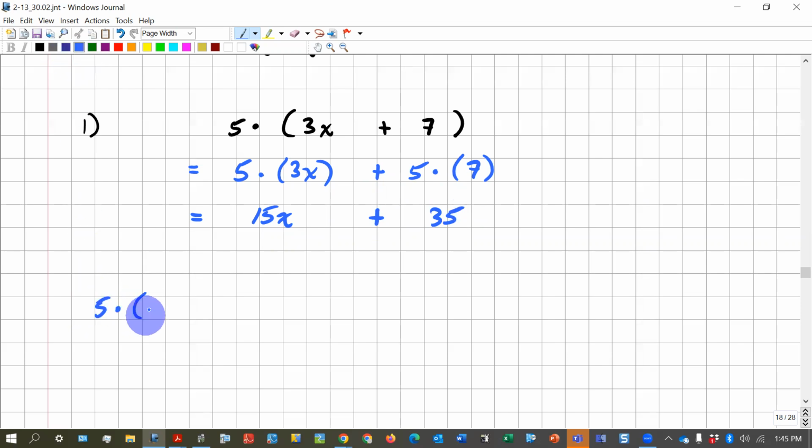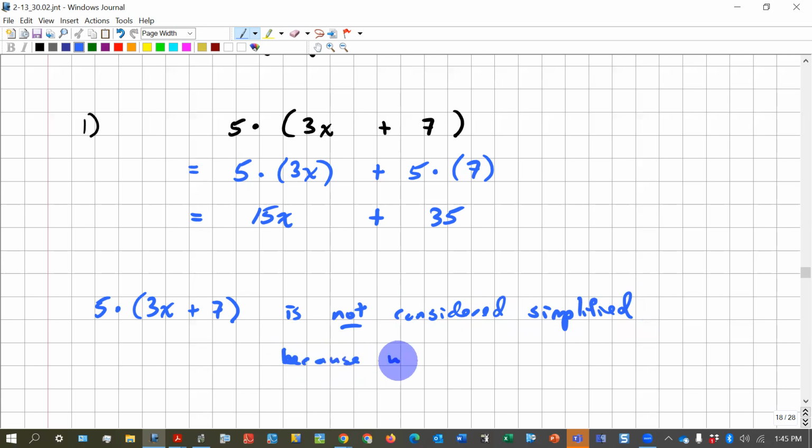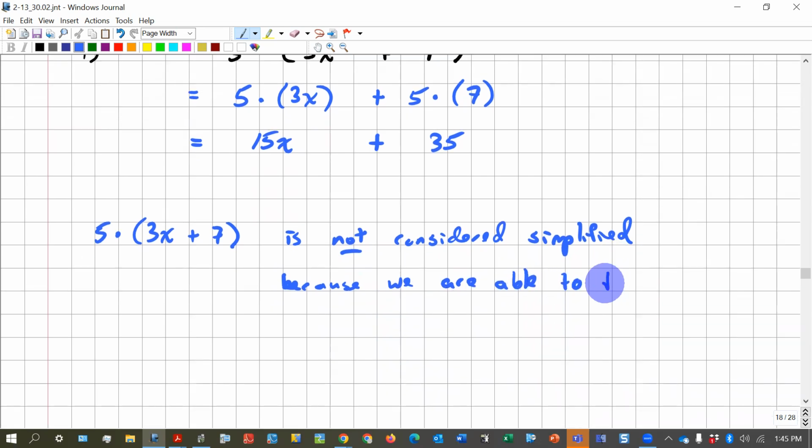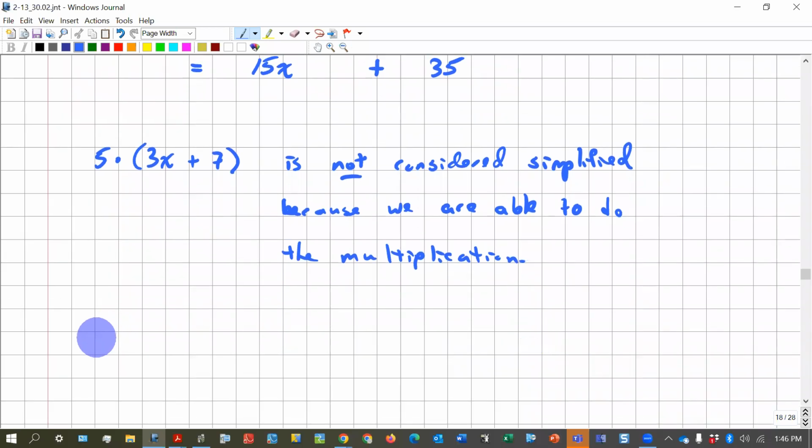The 5 times 3x plus 7 is not considered simplified because we are able to do the multiplication. The 15x plus 35 is considered simplified.